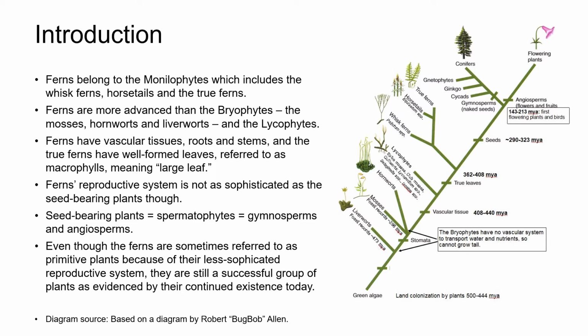Even though the ferns are sometimes referred to as primitive plants because of their less sophisticated reproductive system, they're still a really successful group of plants, as evidenced by their widespread existence today. Let's take a quick look at the reproductive system of the ferns. It's not necessary for you to know the details of how ferns reproduce, but having some knowledge of it helps us understand why so many ferns are found in moist, shady habitats.